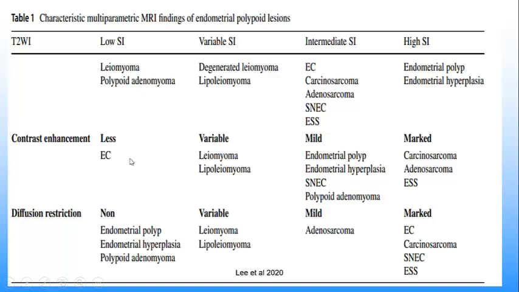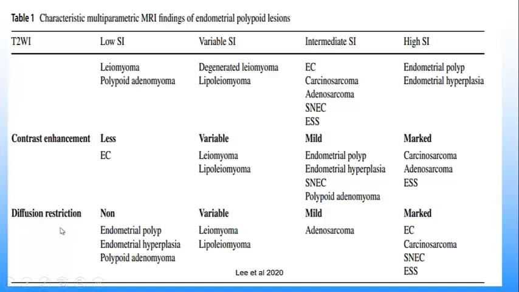Regarding contrast enhancement, the endometrial carcinoma is the least enhancing. It takes less enhancement than the normal myometrium, with delayed enhancement. Of variable contrast enhancement are the leiomyoma and lipoleiomyoma, according to the presence of degeneration or not, and according to the cellularity also. If we have mild enhancement, we are talking about endometrial polyp, endometrial hyperplasia, and polypoid adenomyoma. But if we are talking about marked enhancement, then we are on the malignant side, but not the endometrial carcinoma: the carcinosarcoma, the adenosarcoma, and the endometrial stromal tumor.